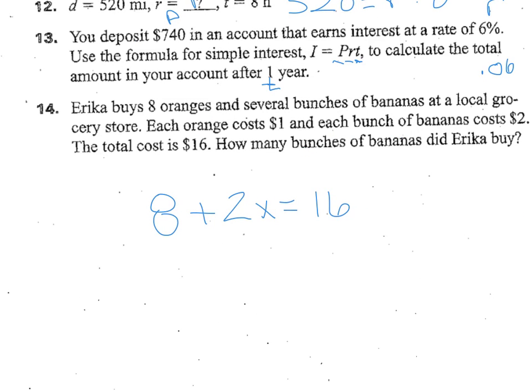Last problem, number 14. It says Erica buys 8 oranges and several bunches of bananas at a local grocery store. Each orange costs $1, and each bunch of bananas costs $2. Their total cost is $16. They want to know how many bunches of bananas they bought. When you're not sure what you're looking for, that's what you call x. I set up the equation here: 8 oranges at $1 apiece is just 8, plus $2 per bunch of bananas, equals your total, which is 16. Solve that out and find x, and that will tell you how many bunches of bananas you had.